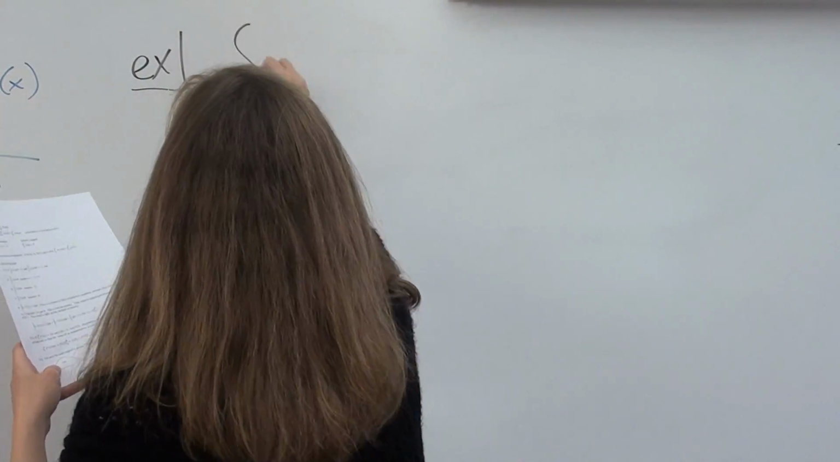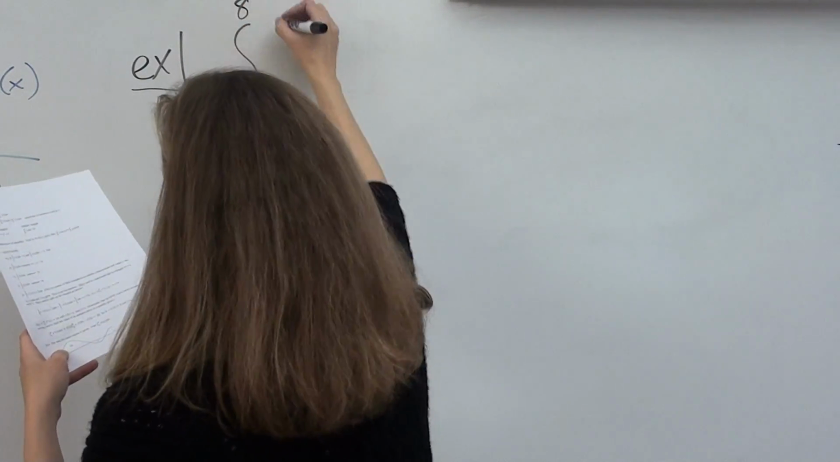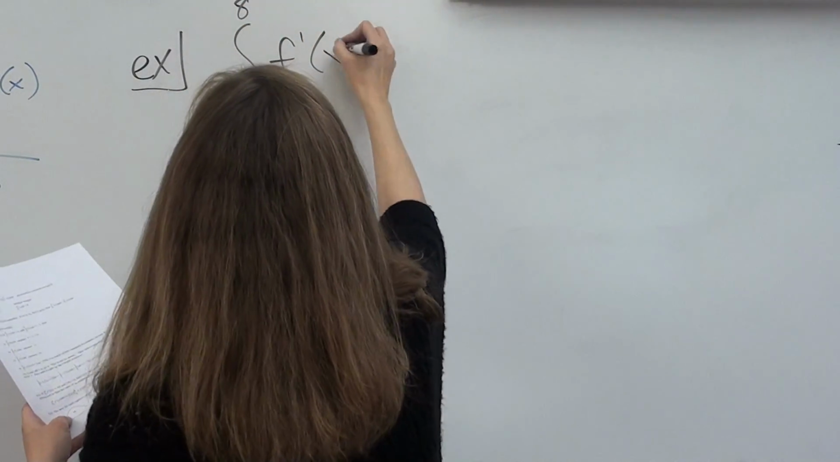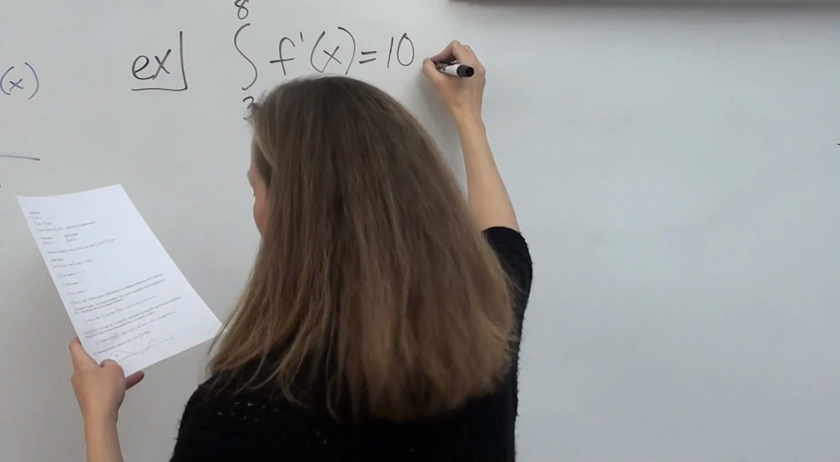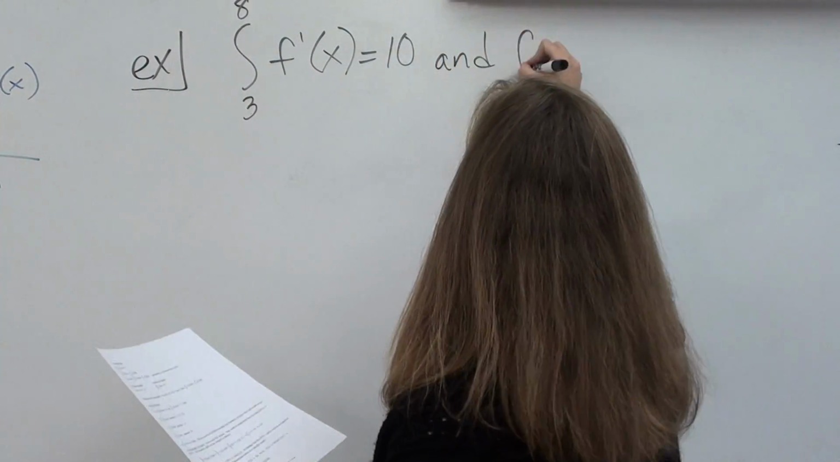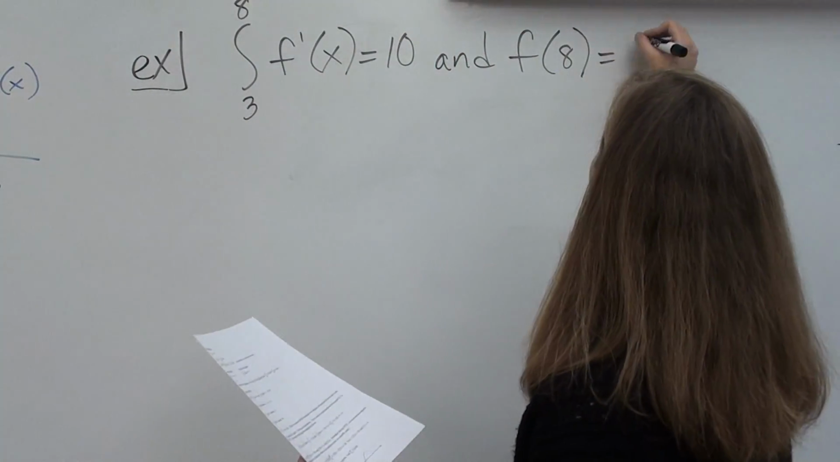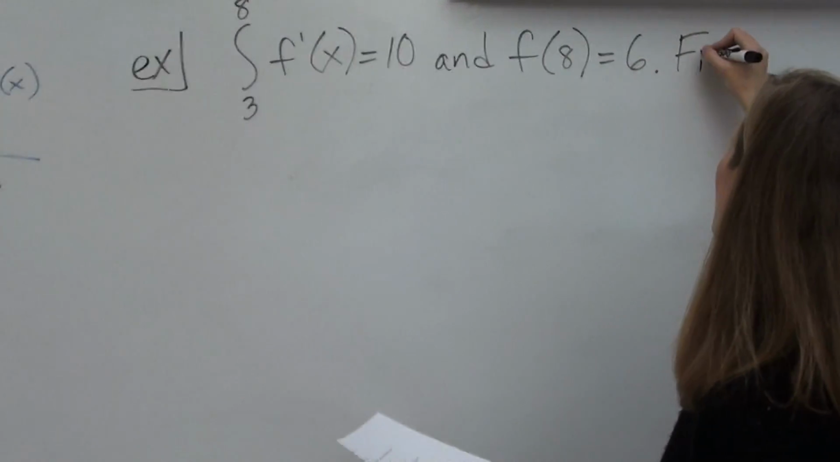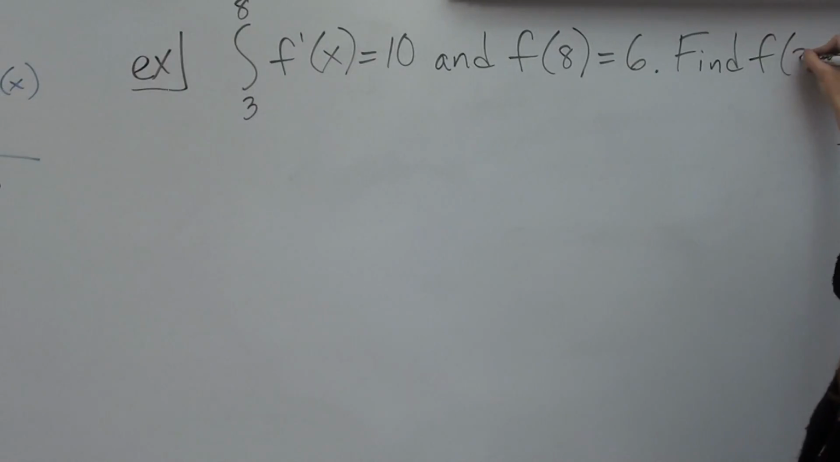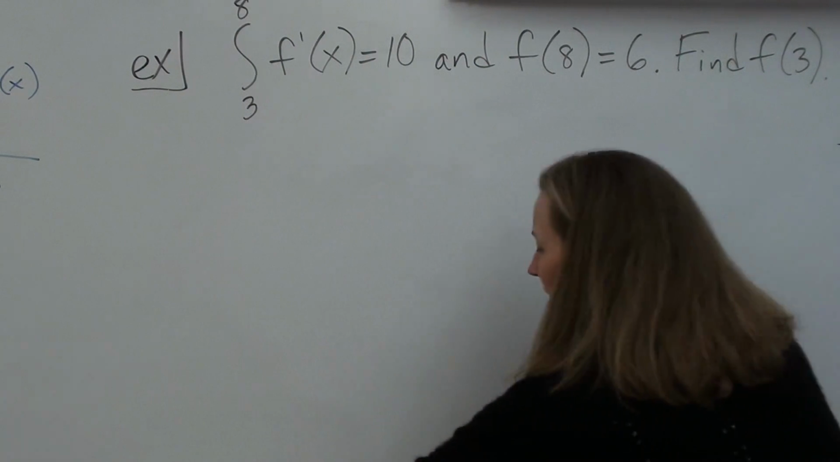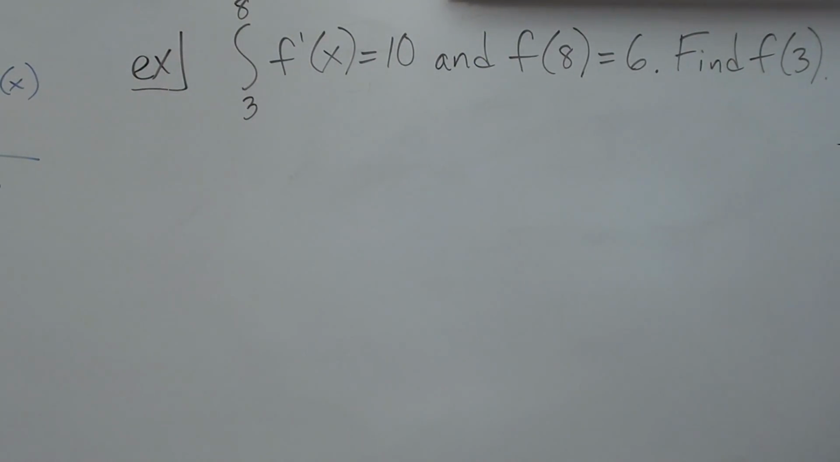Okay, suppose the integral from 3 to 8 of f prime of x equals 10 and f of 8 equals 6. Find f of 3. The fundamental theorem of calculus can be used to find the value of an antiderivative at one specific point.